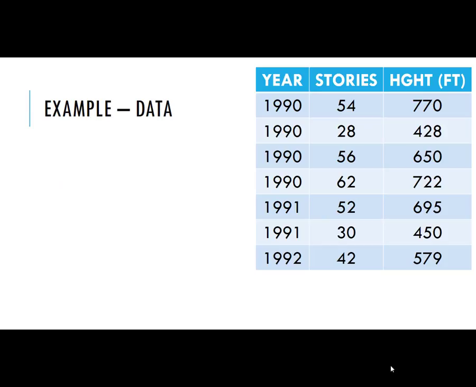So here is the data. What do we got? 2, 4, 6, 7 different data points, so a very small data set: number of stories, the year it was built, and the height in feet.